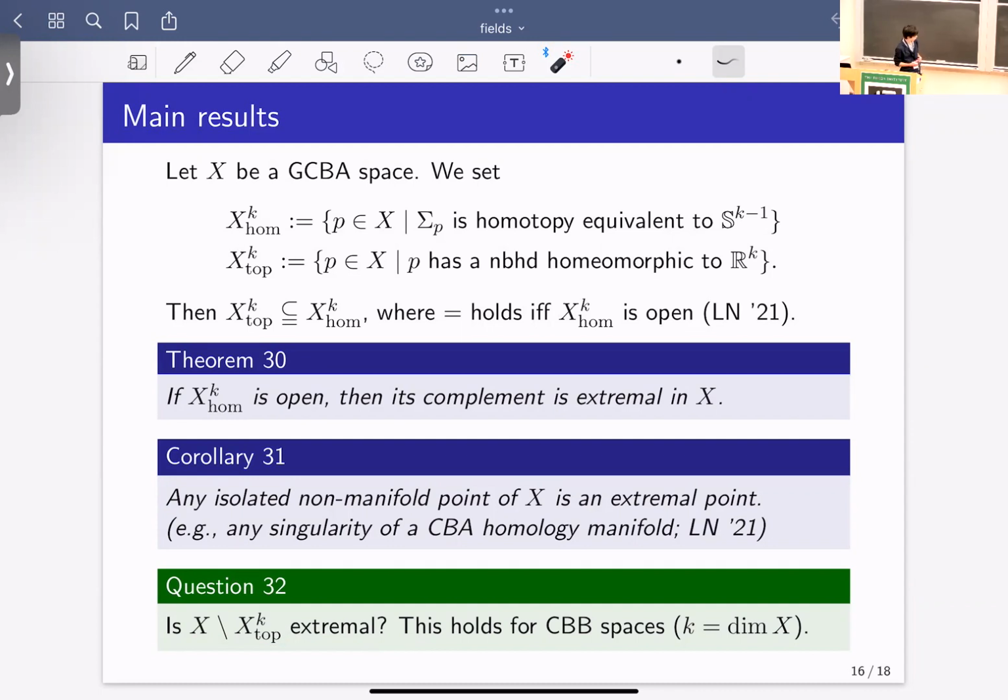But I'd like to point out that the proof of this fact for CBB spaces uses the theorem of Perelman, which says that any point of a CBB space admits a metric neighborhood homeomorphic to its tangent cone. And this kind of strong connection between the local and infinitesimal structure does not hold for GCBA spaces. So that's why this problem is more difficult than the case of CBB spaces.